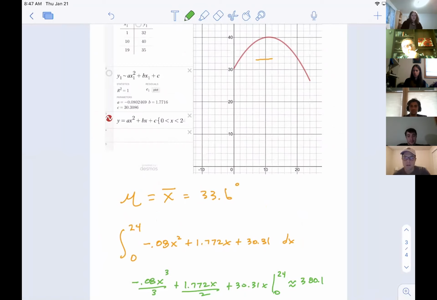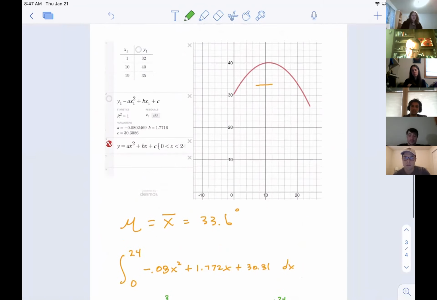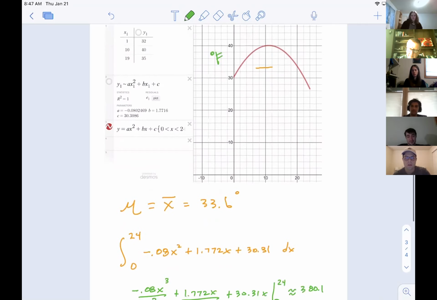Isn't it the total amount of degrees you've gone in the day? If that makes sense. You're going the right direction. What does the y-axis mean over here? What's the units for the y-axis? Degrees. Yeah, degrees Fahrenheit. What's the x-axis? Hours. Time. Yeah, it's time, which in our case is measured in hours.